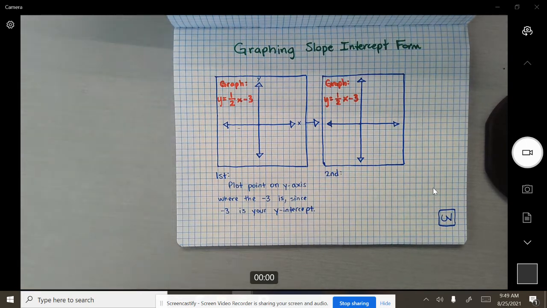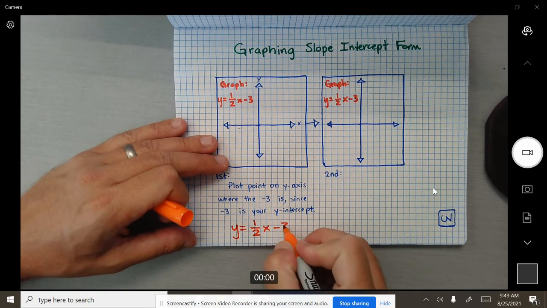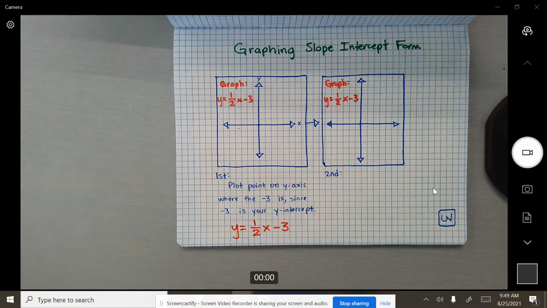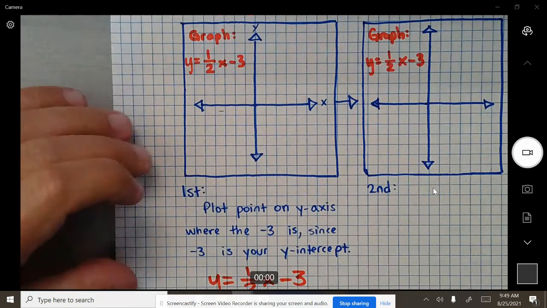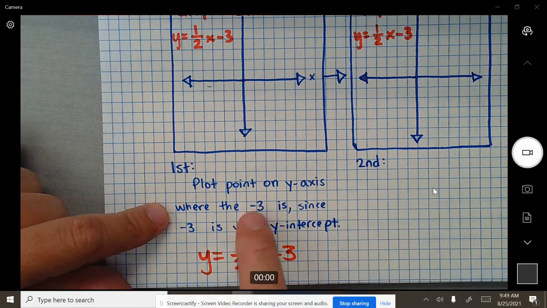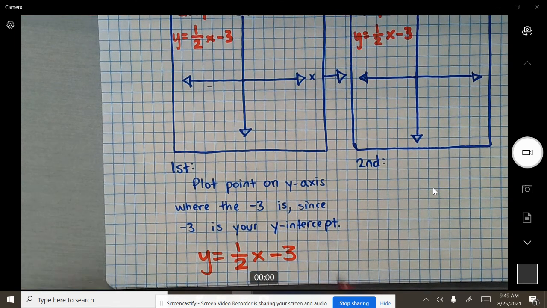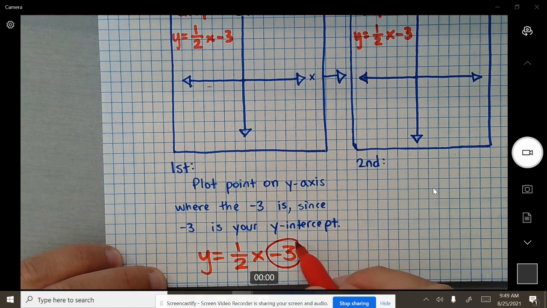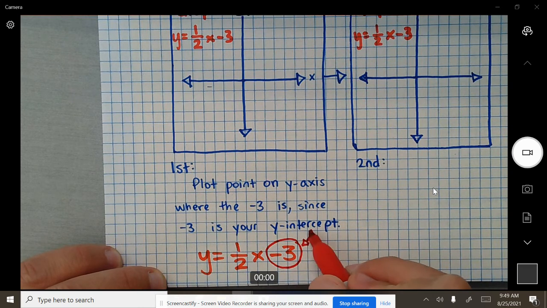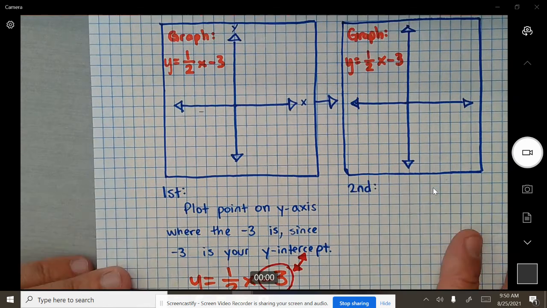I'm going to go ahead and also write it out again down here. What was the equation? It was y equals 1/2 x minus 3, or -3. See where that -3 is coming into play now? So when I do this, it says plot point on y-axis where the -3 is, since -3 is your y-intercept. This right here is your y-intercept. So basically, to start this problem, you look at the end of the equation, and that's where you start.